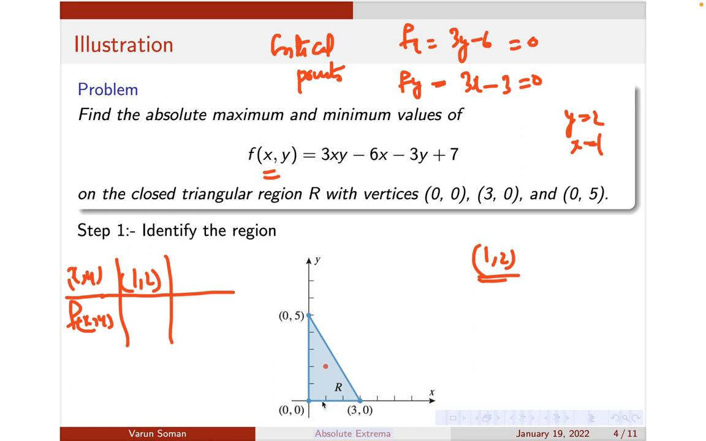Okay, it's very easy. Now, there are 3 line segments here. This is one line segment, (0, 0) to (3, 0). Then there is (0, 0) to (0, 5). Then there is a line segment (0, 5) to (3, 0). Okay, we'll check along the boundaries.